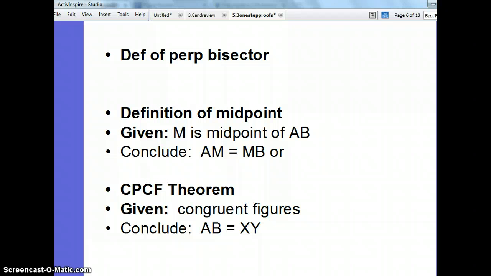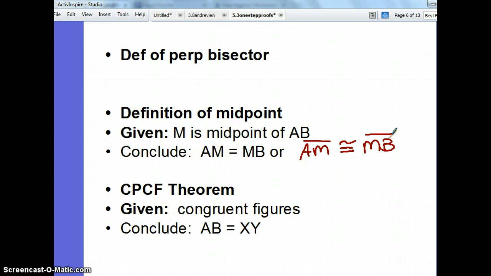Definition of midpoint, we did again back in chapter 3. If we know M is a midpoint, we can conclude that AM is equal to MB, or we can conclude that segment AM is congruent to segment MB. If you put the segment symbol above it, you should have congruence with it.